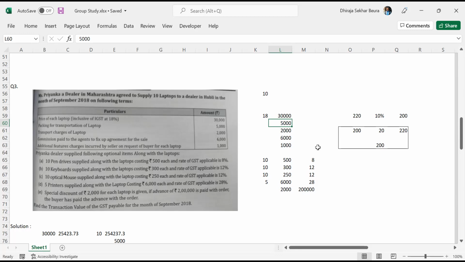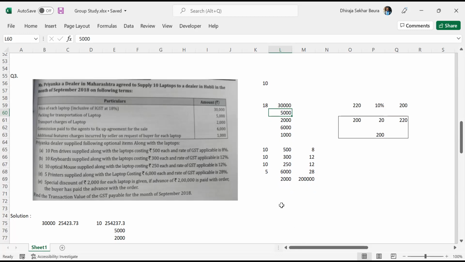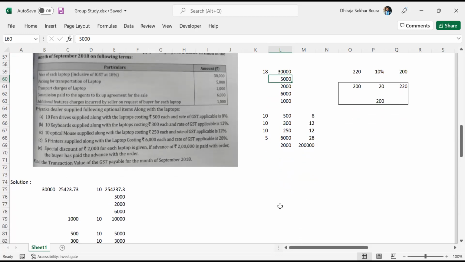Similarly, here in the fifth point, if you notice, a special discount of 2000 for each laptop is given if the advance is provided, which is why we will add back the discount, which comes to 20,000 rupees. They were trying to save tax on 20,000, and we are now adding it back. If there are no other doubts, let me quickly move to the calculations. We had already reached 254 to 37, which is the cost of the laptop before tax.